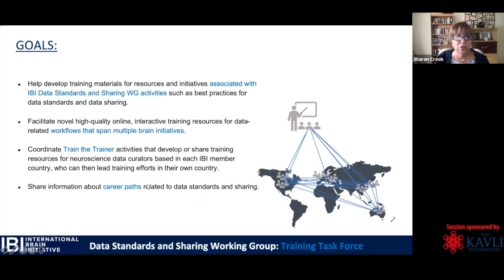Another area that we're interested in, one of our further goals, is this idea of train the trainer activities. So bringing together people from these different member initiatives for training activities that then create experts that can go back to the member countries and share information about these different resources with people within their own communities. And then finally, we hope to share information about career paths that are related to data standards and data sharing.